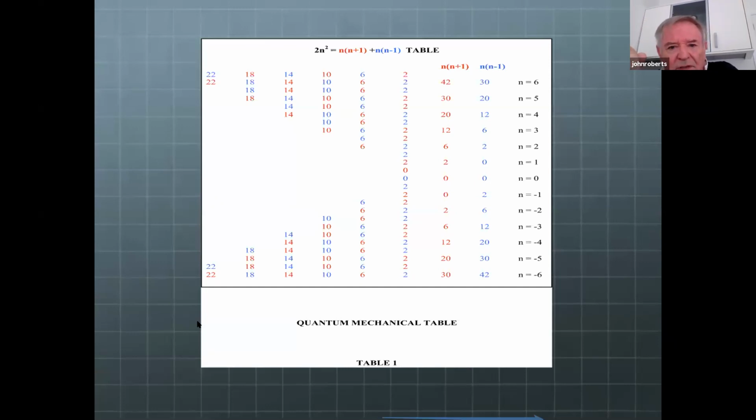Now, one of the consequences of that is that we've been able to show how you get the magic numbers, the very, very stable numbers of protons and neutrons, which are identical numbers for protons and for neutrons, but you get them completely independently. This arises from quantum field theory, in which the mathematics is based on U1, SU2, SU3 symmetry.